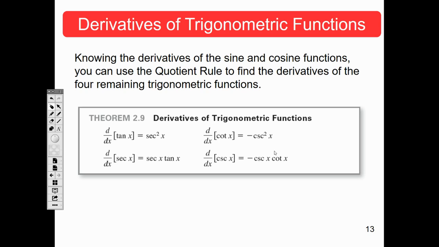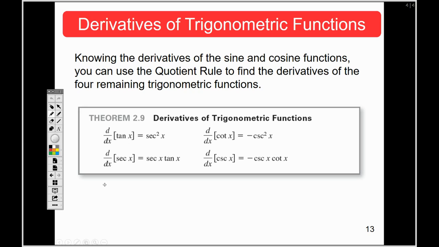Okay, so some more derivatives of trig functions. We can actually prove these using the quotient rule because these all have fractions in them, right? If I look at tangent, for example, tangent is sine x over cosine x. And if I do the quotient rule for this, I have low d high less high d low all over the denominator squared.